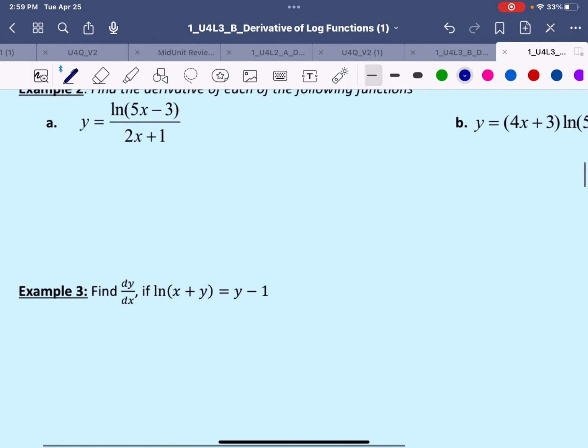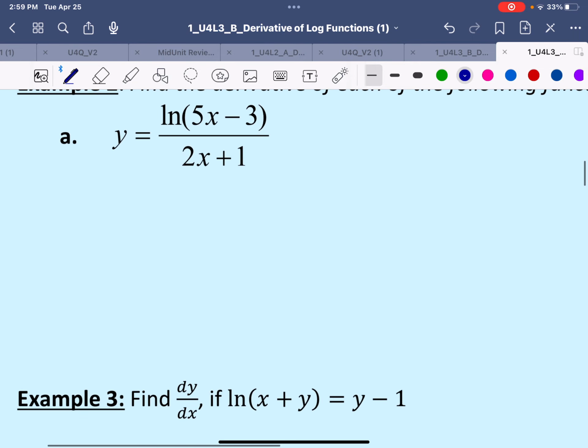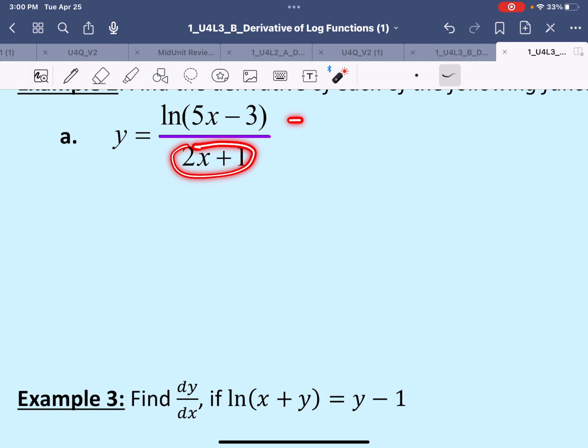So let's continue with the next example. This time we have y equals ln of (5x minus 3) divided by (2x plus 1). So we see the quotient rule here. That means that we need to differentiate the numerator first and multiply by the denominator, minus the derivative of the denominator multiplied by the numerator, and bring this over the denominator to the power of 2. So let's get started. Now, always keep in mind that these two are different functions, so we use different differentiation formulas to differentiate them, right?